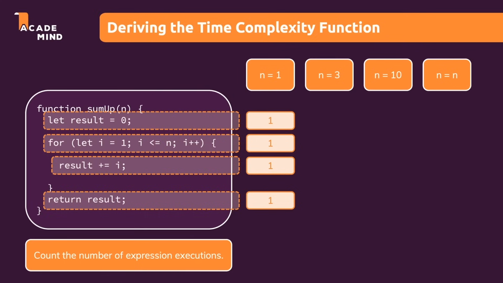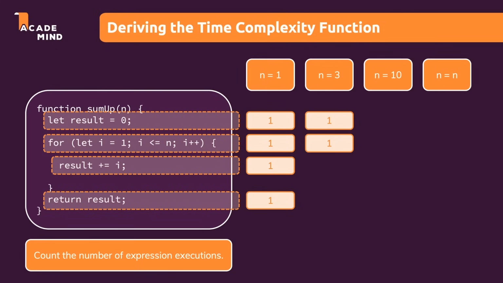Now what about n equal 3? What about that first expression here, where we set the result equal to 0? Well, this still only runs once. It doesn't matter that n is equal to 3. When the SumUp function runs, this line only is reached once. What about the loop initialization? That also is only reached once. We only execute this line of code once. Yes, we will iterate through that loop a bit more, but the loop initialization, if we want to count it, is only executed once. But what about the loop body now?